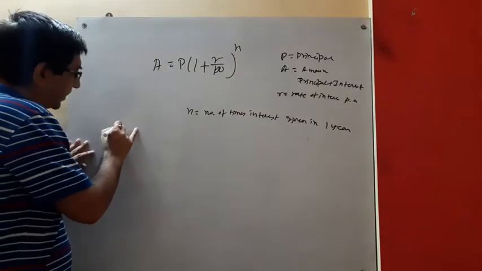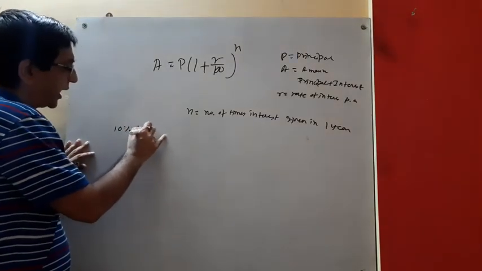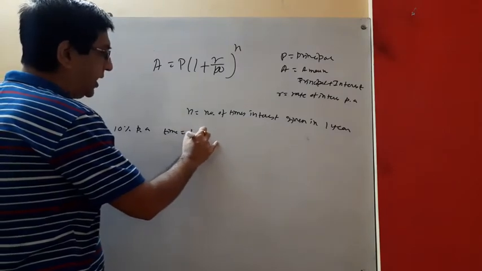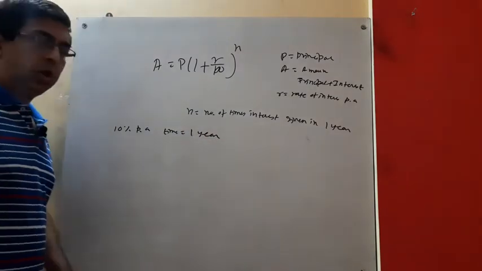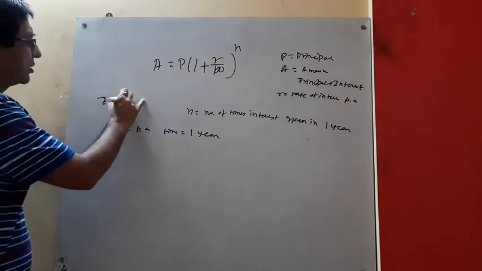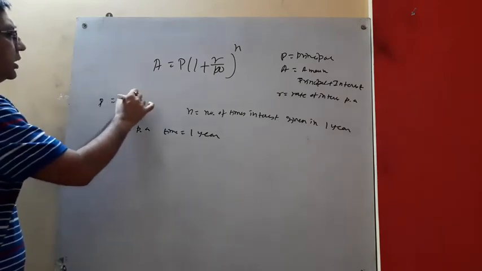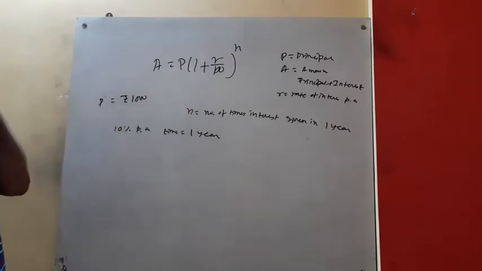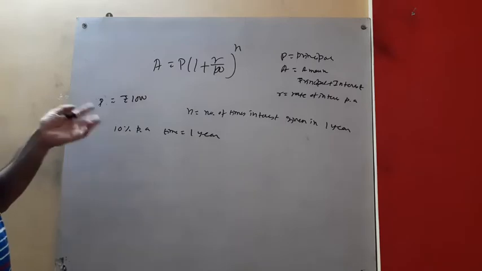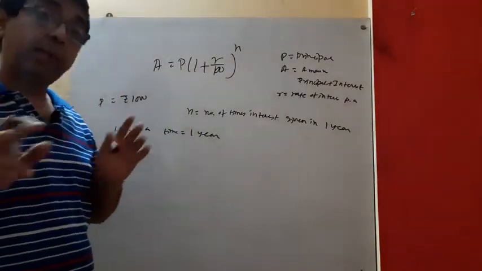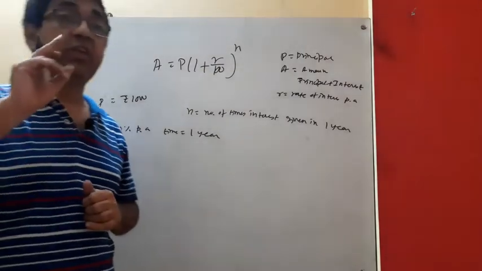Suppose interest is given 10% per annum, and time is 1 year. So for simple interest, the principal was rupees 1000. This thing we have done already, in the previous example. So we have got the amount 1100 after 1 year. But interest was given per annum.